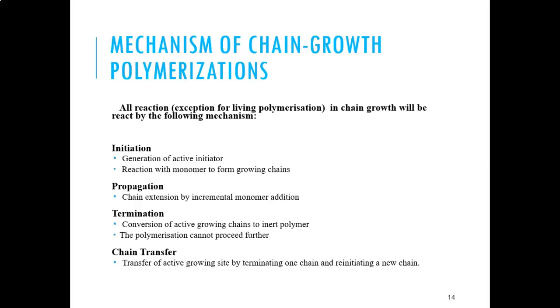It will propagate to produce a polymer, and then we terminate in the termination process, which is the conversion of active growing chains to inert polymer. When the termination process is complete, the polymerization cannot proceed further. Chain transfer is the transfer of the active growing site by terminating one chain and reinitiating a new chain. So we have termination by chain transfer, which is one type of termination.